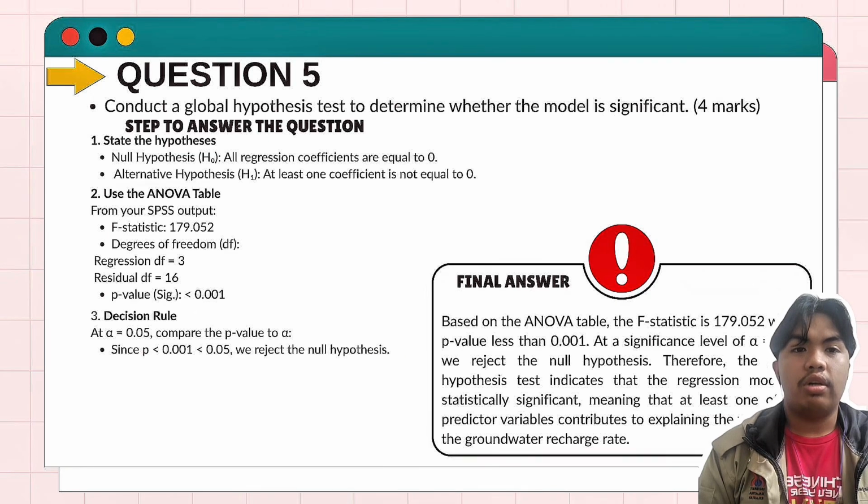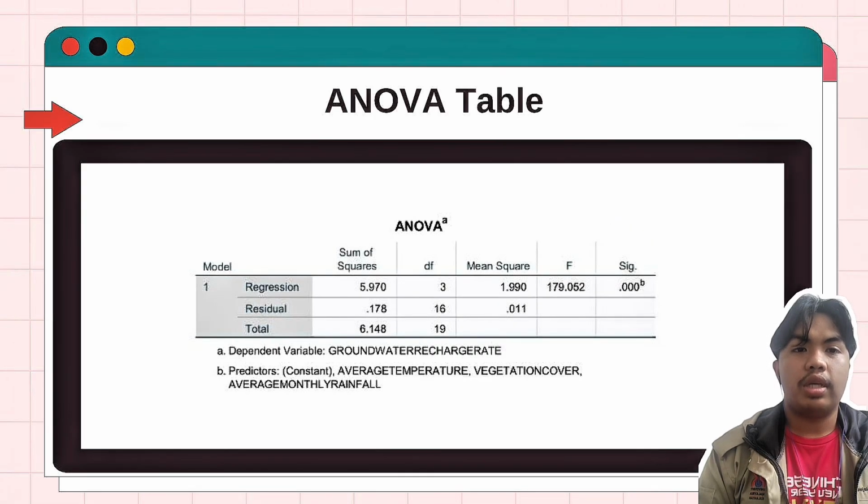Now we will use the ANOVA table from the SPSS output. For the F statistic, we determine that it is 179.052, and for degree of freedom of regression we got 3, and residual degree of freedom we got 16. For the p-value significance we got less than 0.001.